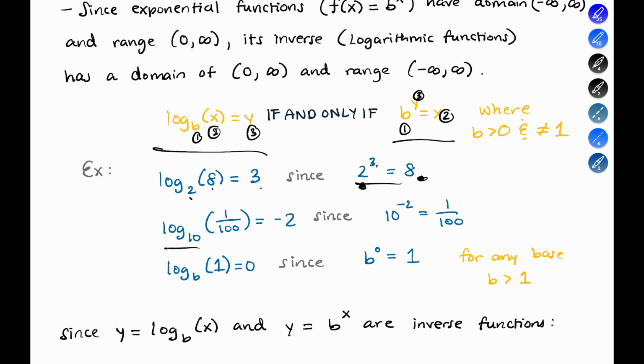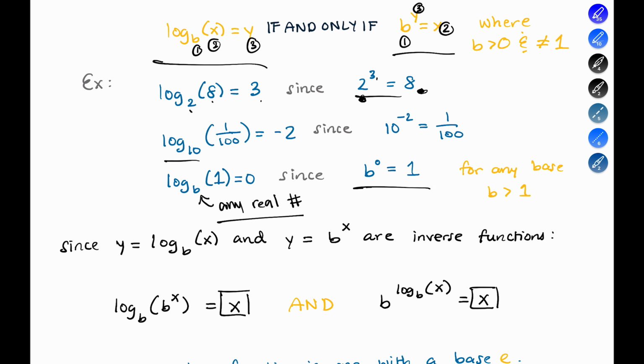And lastly, we have log base b of 1 is equal to 0, and b can be any real number in this situation, because if we look at its exponential form, it becomes b to the power of 0, and anything to the power of 0 is just 1. And by the way, when I said any real number, it meant any real number above 1.